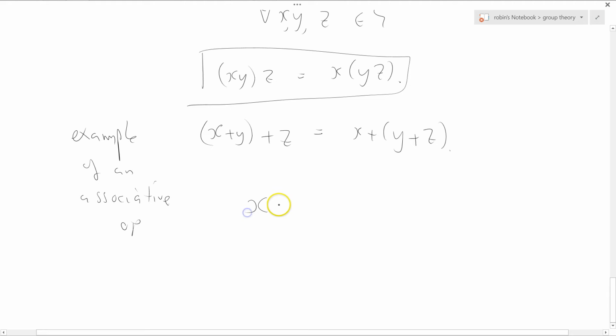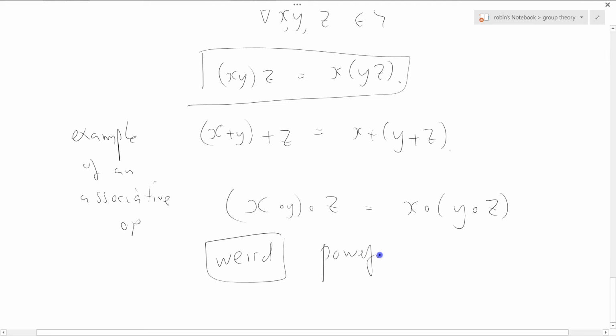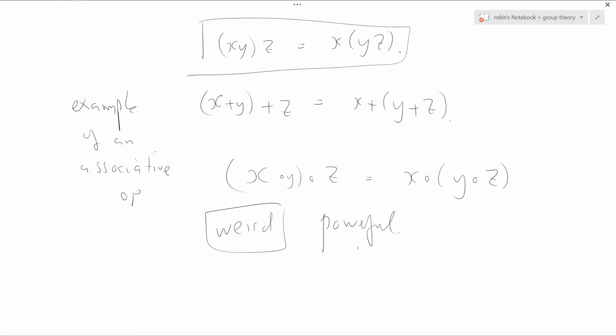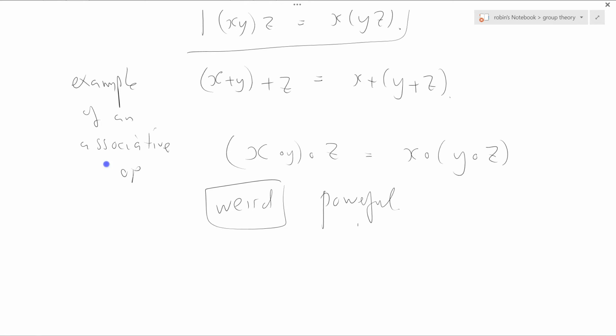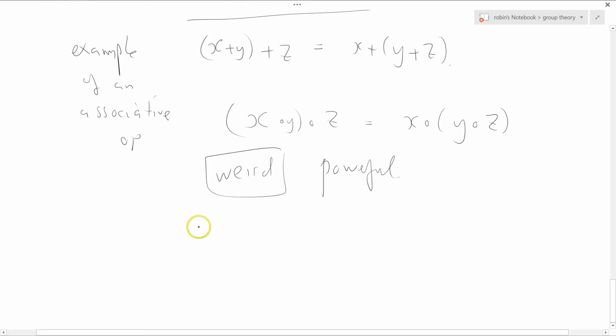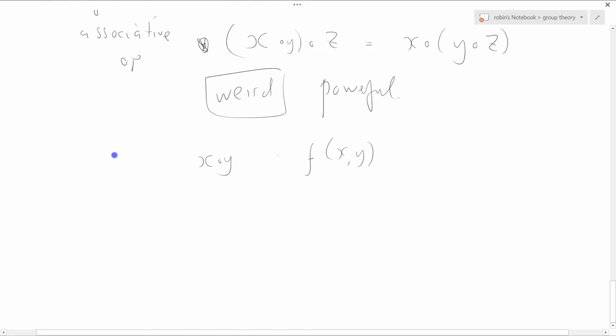So if I write it in circle notation, I'm saying (x circle y) circle z equals x circle (y circle z). This is weird when you think about it. It's very powerful. It's a very, very profound restriction on a binary operation, and I'm just going to give you a taster for how I think about it in my research. Instead of x circle y, I'm going to write some function of x comma y, and I'm going to rewrite the associativity rule in functional notation.